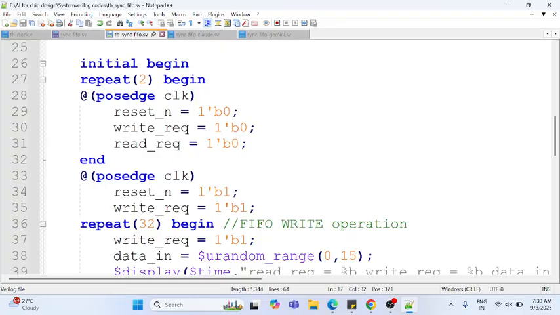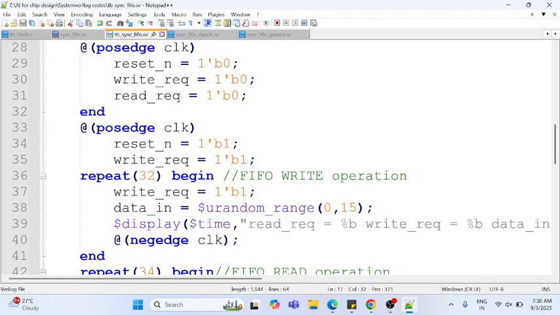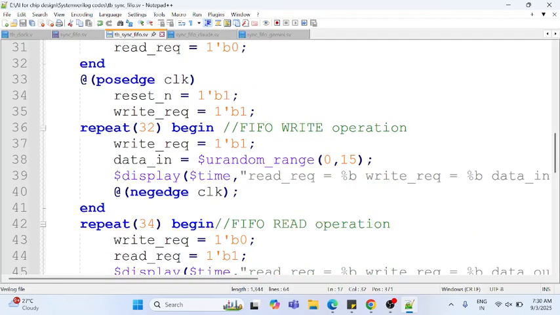We have only one reset. When reset is 0, it clears the read pointer, write pointer, and internal memory. Reset_n equal to 0, write request 0, read request 0. Once that is done, at the next positive edge of the clock, we make the reset equal to 1, and only then is reading or writing possible.